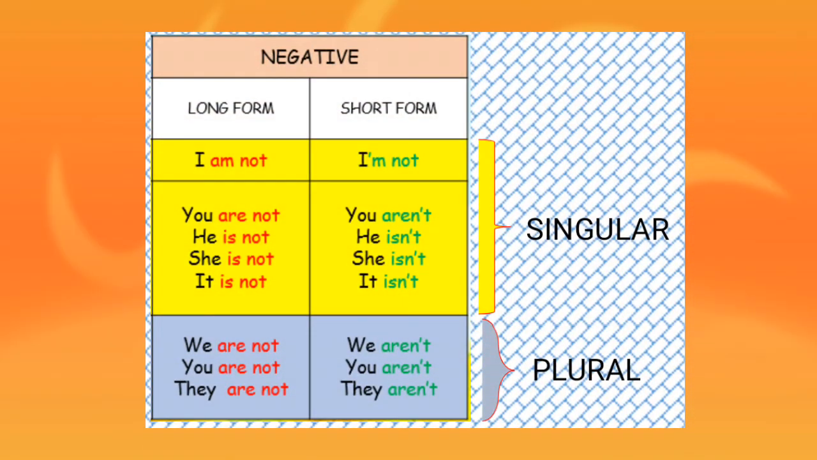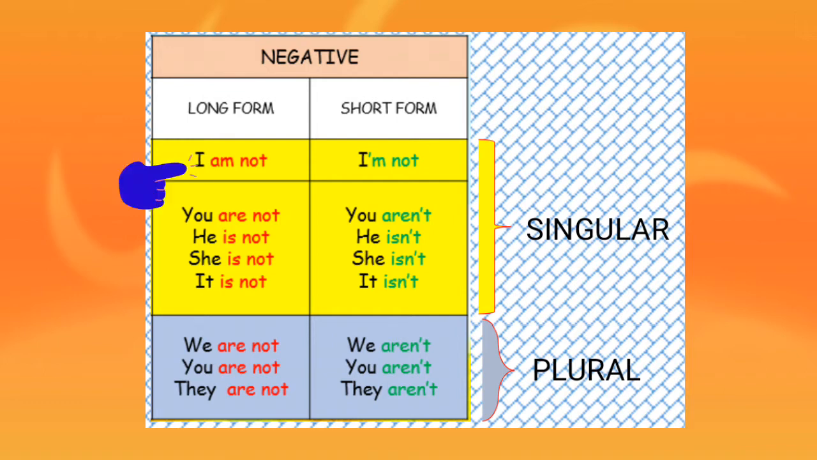Let us take a closer look at the negative form. Negative form or negative sentences are typically formed by adding the word not after the verb to be. Do you still remember what are the verb to be? Let us recall. For example, am, is, and are. So these are the three verbs to be, alright? In the negative sentences, we have to add not.